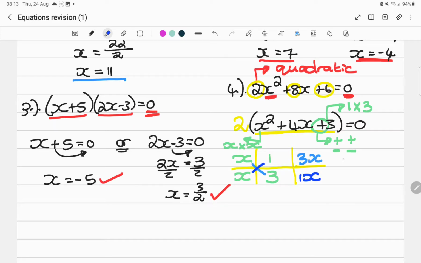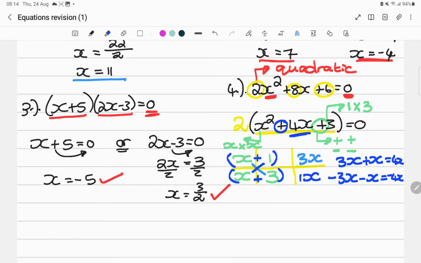Alright, now we must just decide, what am I going to do to make that a 4x? Am I going to make both signs positive, meaning 3x plus x, or am I going to make both signs negative, saying minus 3x minus x? Well, the one will give me 4x, and the other one will give me negative 4x, but I want positive 4x, so I'm going to make both positive. So I'm going to put my positive there, and my positive there, and put this into a bracket like that.